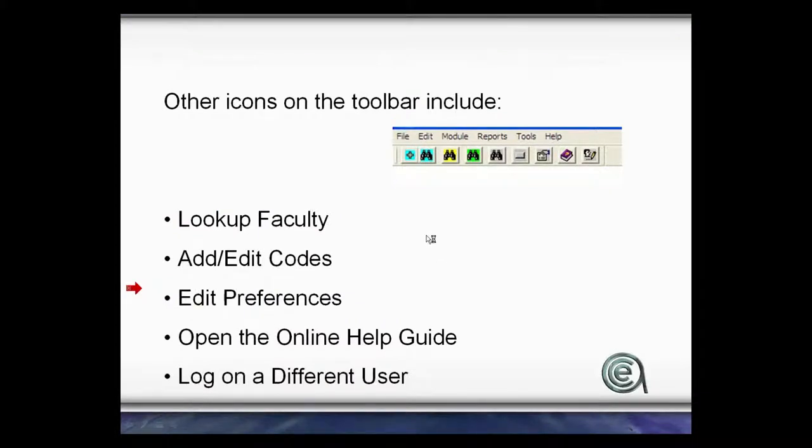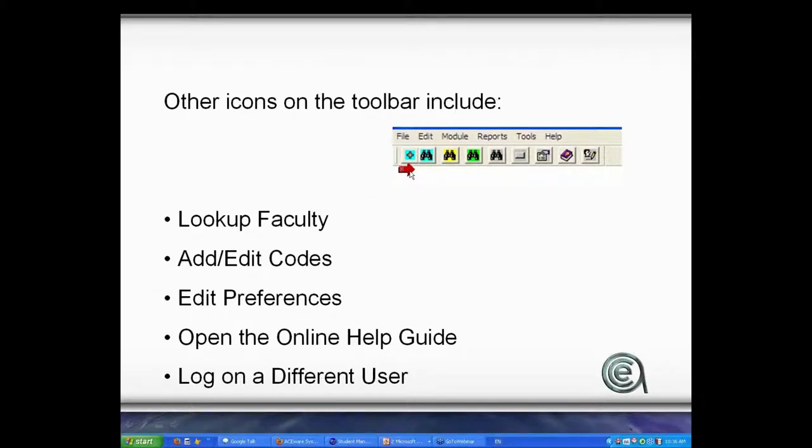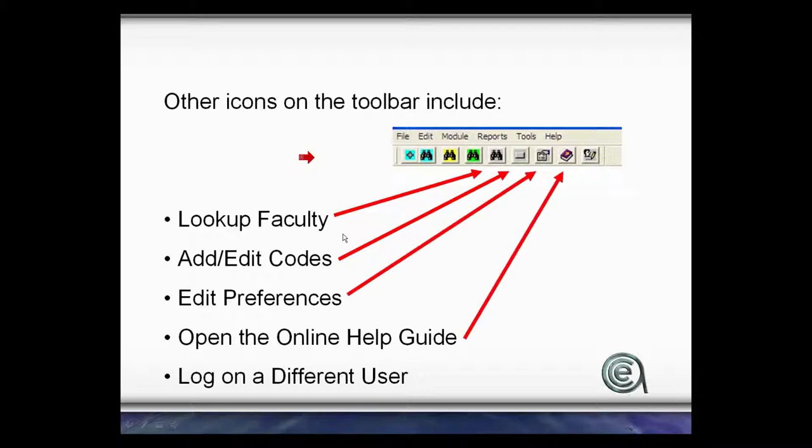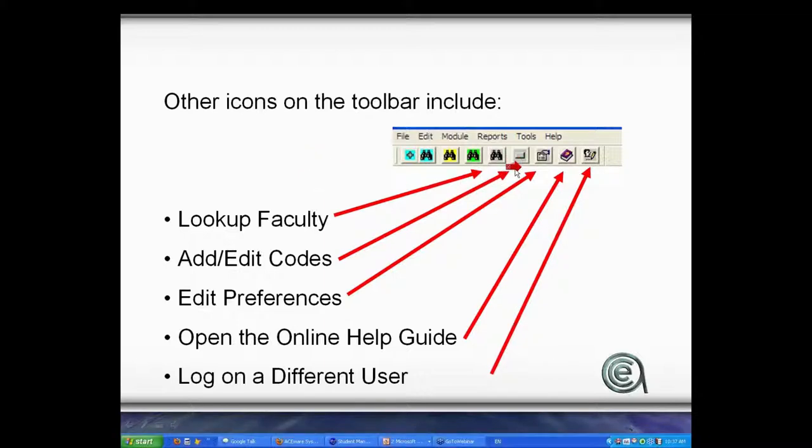If we're looking at the toolbar now, the colored icons address the different lookups for the various tables. We've talked about the names and the courses and the registrations, but the other main icons on the system are faculty lookup, edit codes, edit preferences, online help guide, and then log on a different user. Now, I do want to note, we will be talking about codes, I believe, in the last one, number 5 of the series.